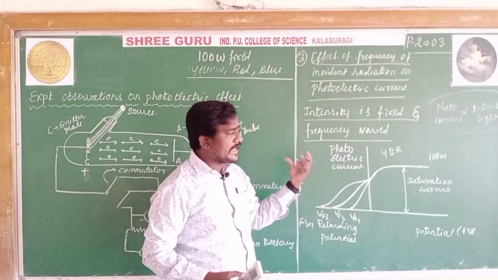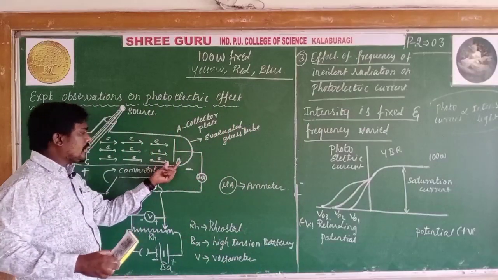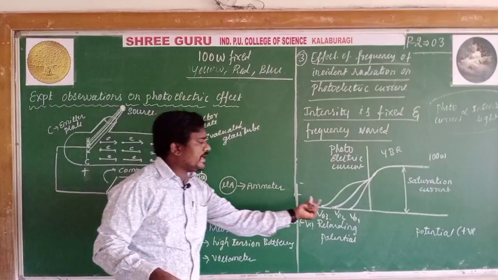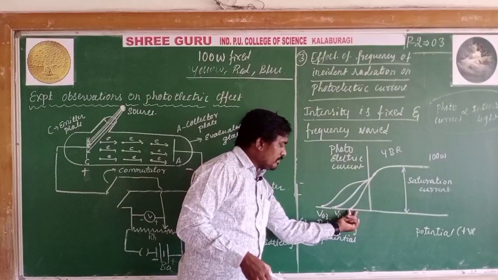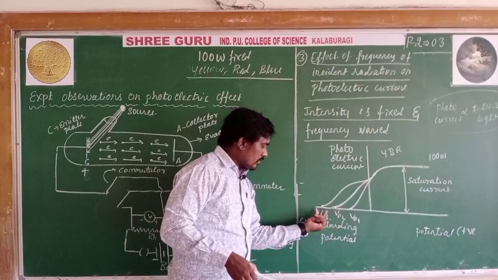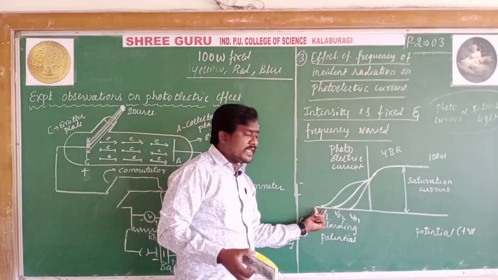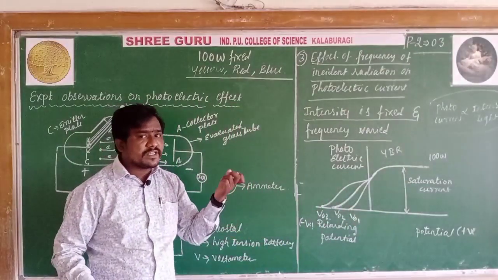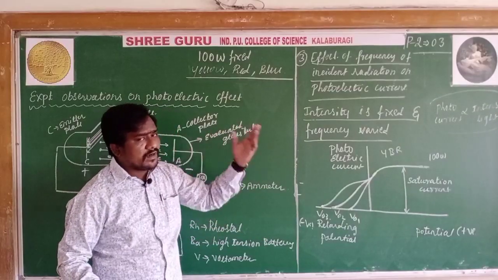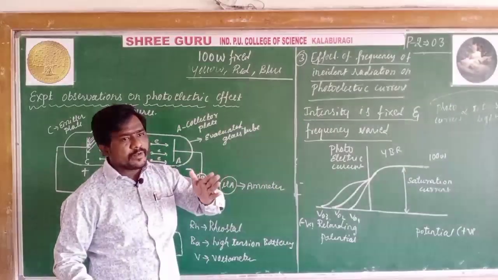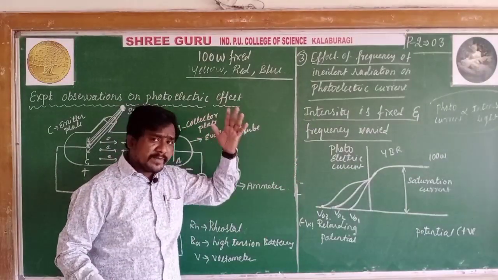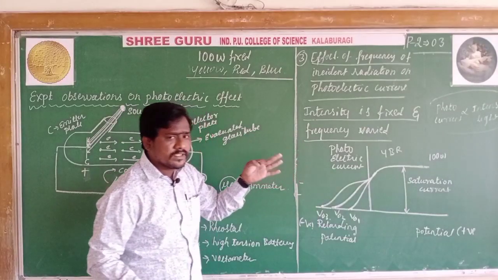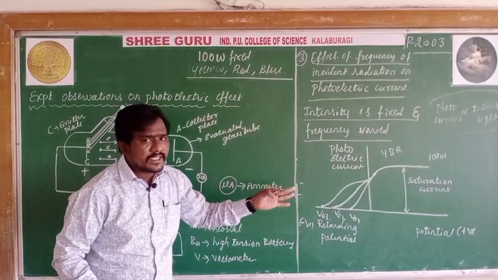The minimum negative potential given to the anode that stops the photoelectric current is at different positions. Yellow may be here, blue may be here, different colors may be here. The stopping potential depends on the frequency of light. If the color or frequency varies, the stopping potential also varies. If the frequency is fixed, the stopping potential is fixed. This is a very important effect of the photoelectric current.